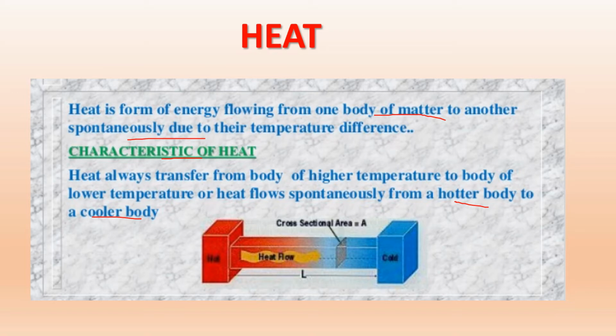Over here on the screen we can see that this red part is a hotter object and this blue part is a cooler object. So there is a transfer of heat from the hotter object to the cooler object. So this is the characteristic of heat energy. The transfer of heat energy is always from a hotter object to a cooler object.